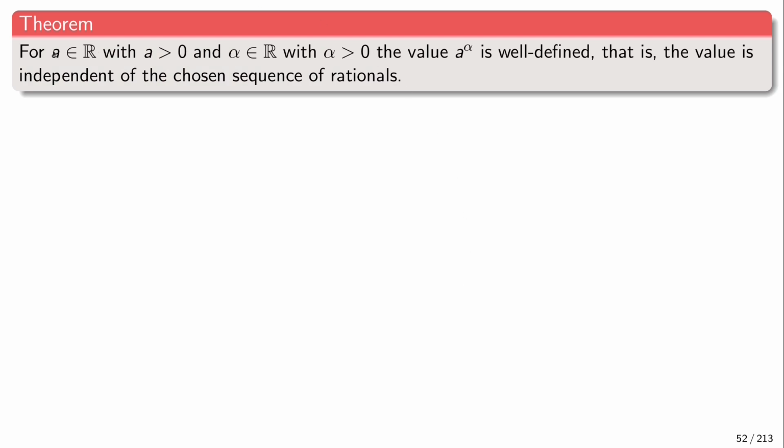Okay, so now let's prove a theorem. And for the proof of this theorem, as you imagined, we're going to invoke Bernoulli's inequality. So for a, which is a real number, and alpha, another real number, the value of a to the power of alpha is well defined, which means that it's independent of the sequence of rationals that we chose to converge to alpha.